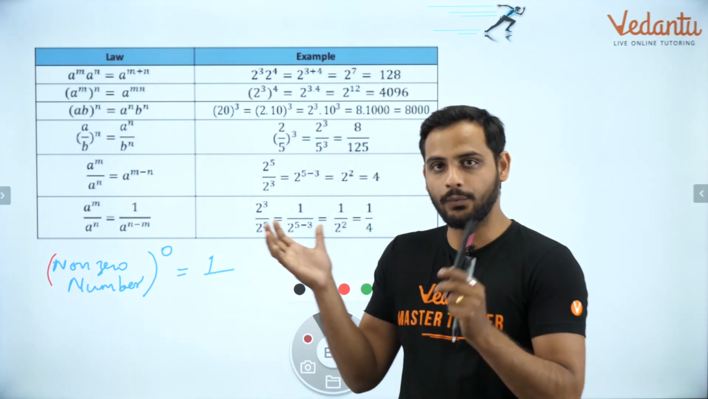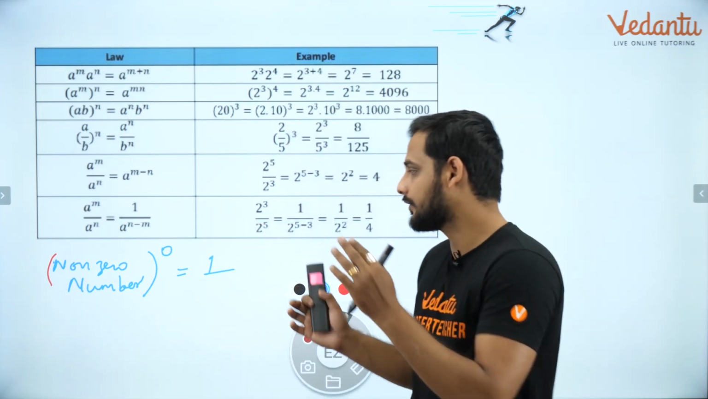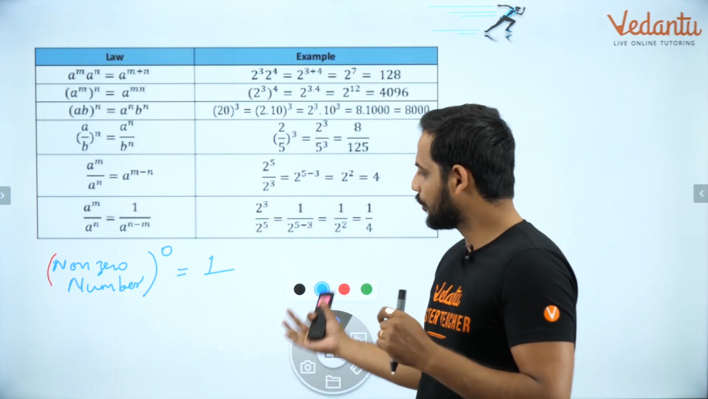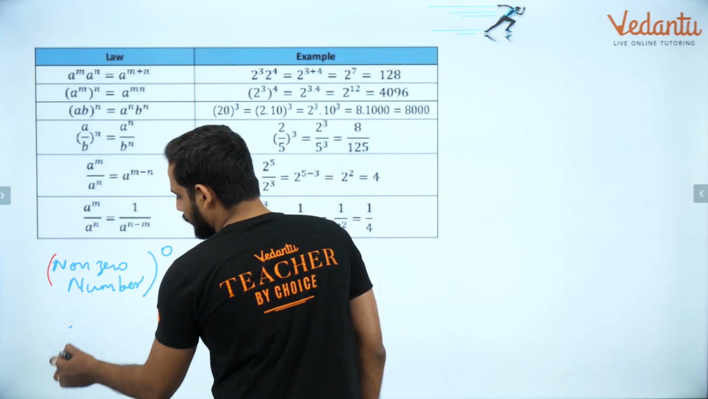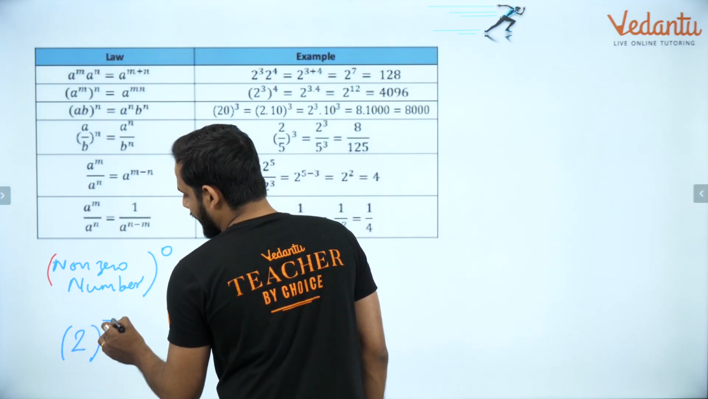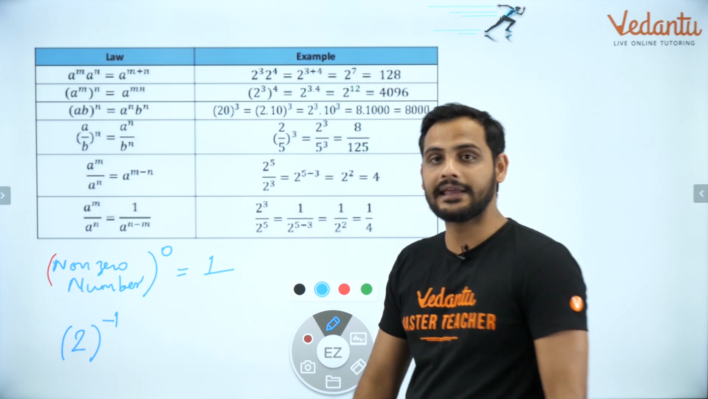Anything raised to the power 0 is 1. Remember this thing. Anything raised to the power 0 is 1. Now, let's go for the next part. Suppose a number's power is negative, suppose I write 2 raised to the power minus 1.